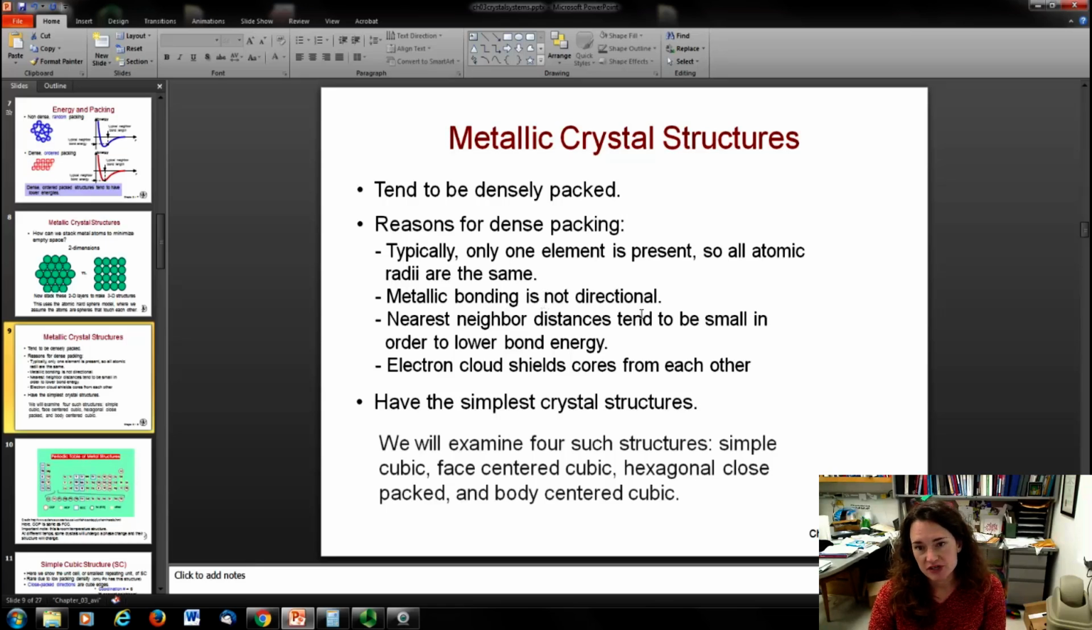And your nearest neighbor distances tend to be small in order to lower that bond energy in metals. The electron cloud shields the cores of the ions from each other, and so you have a nice tight short bond. They also have the simplest crystalline structures, so they're the easiest ones to talk about first. The ones that we're going to talk about today are simple cubic, face-centered cubic, hexagonal close-packed, and body-centered cubic structures.